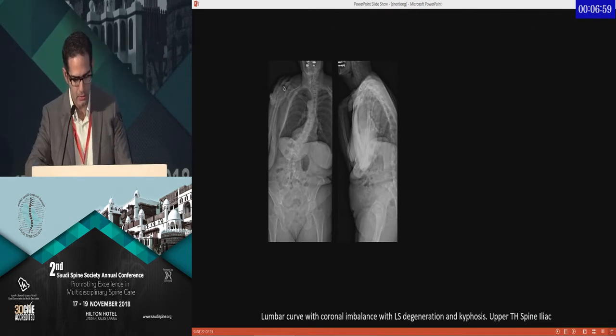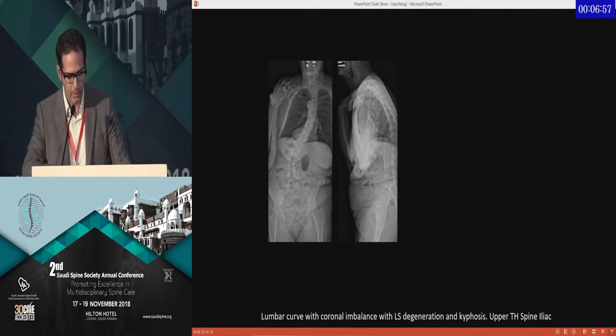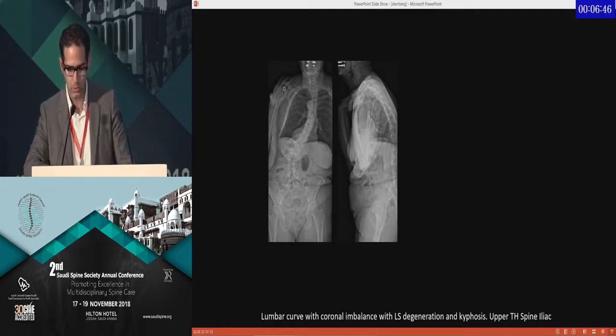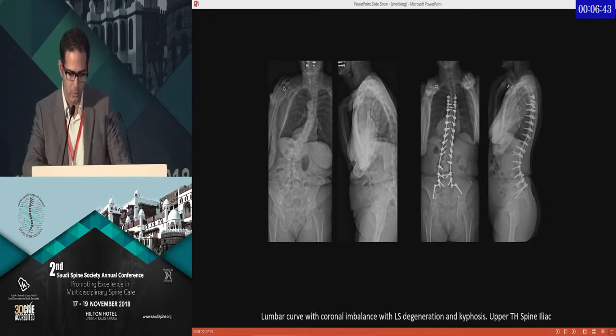This is a case actually with a lumbar curve, but with an important coronal malalignment and sagittal malalignment with, as you can see, a global kyphosis and a coronal deformity toward the right side. So in this case, we need to go to the upper thoracic spine, so T4 to the pelvis.